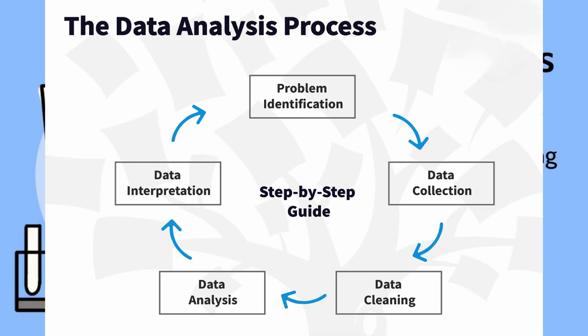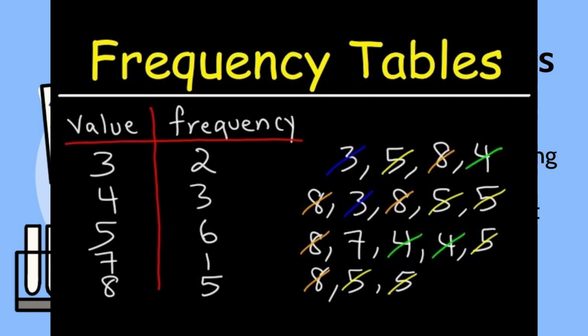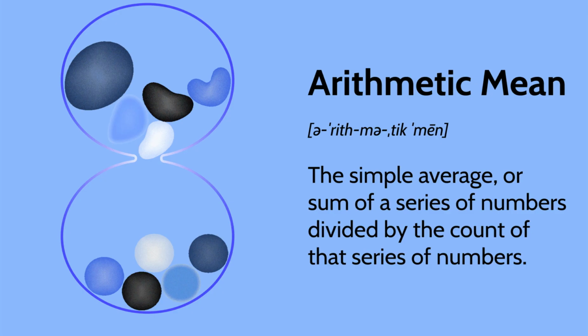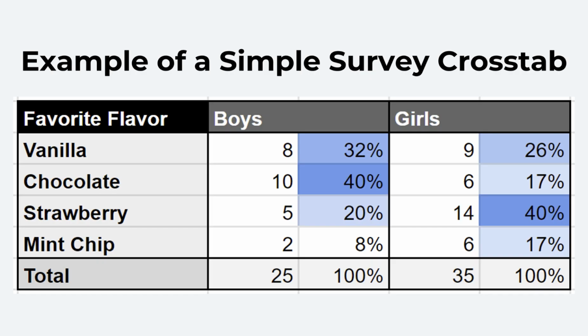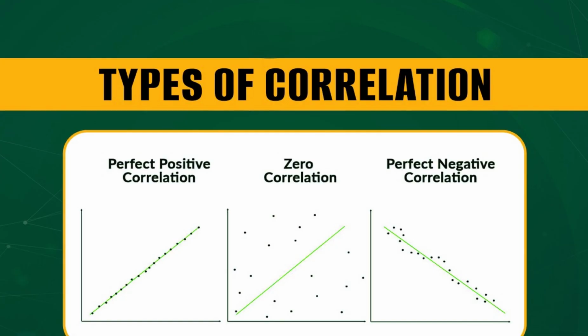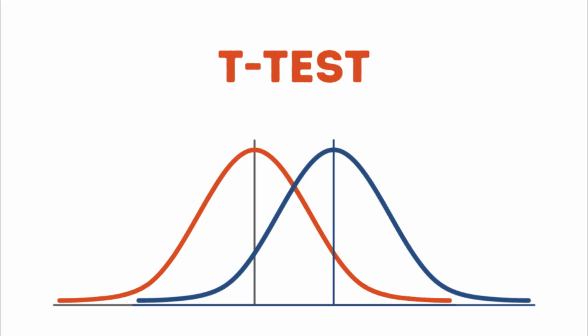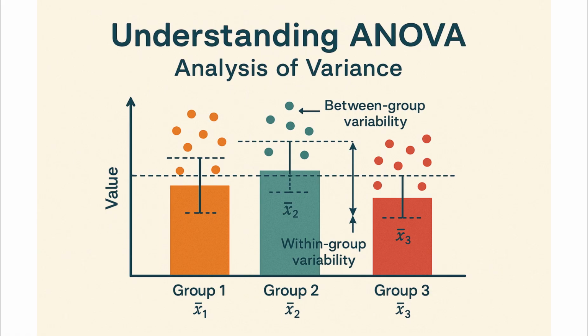Each technique answers a different type of question. Frequencies tell you who your data is. Means tell you what the average response looks like. Standard deviation tells you how spread out your responses are. And cross-tabulations show group patterns. Correlation shows relationships. T-test and ANOVA show differences in groups.